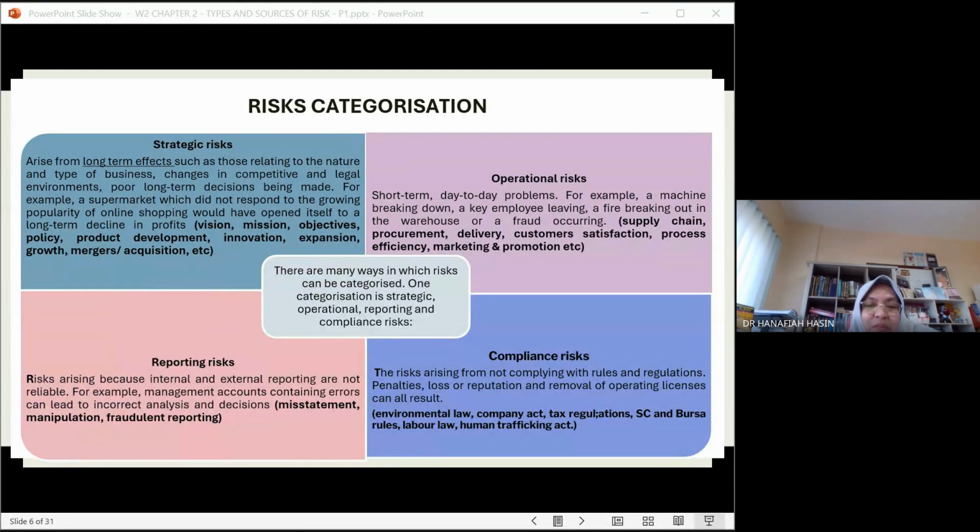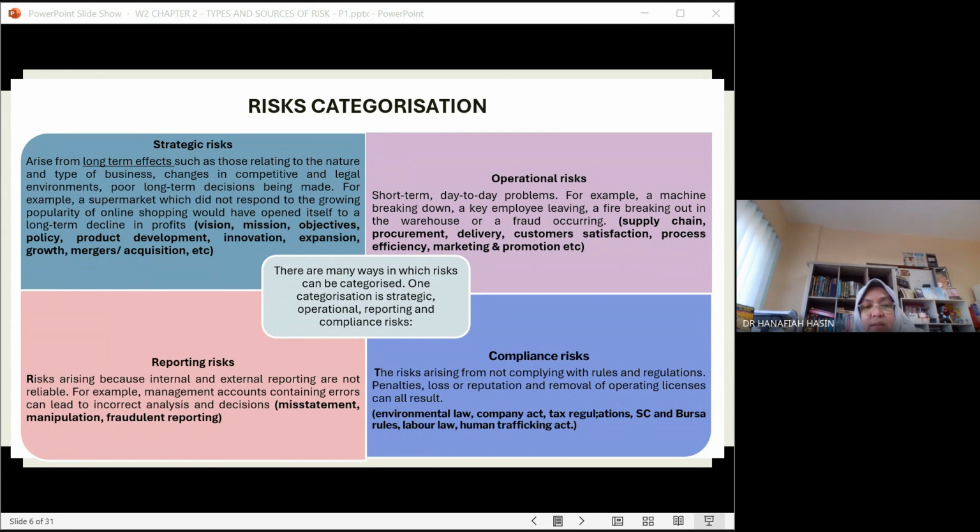Okay, you fail to comply with the industry standard, for example. Or maybe you fail to comply with the law. So this risk may include the financial, legal, and your reputation as well, which can significantly impact the organization's ability to operate effectively. Because when your reputation is tarnished in the market, you will face difficulty to run your business smoothly.